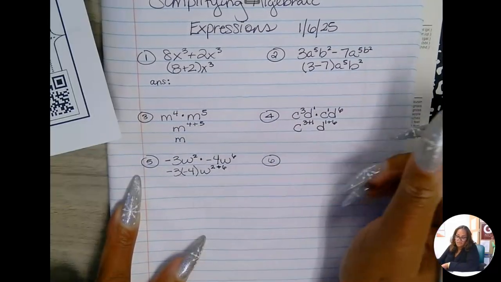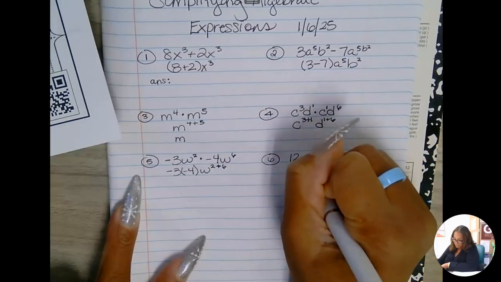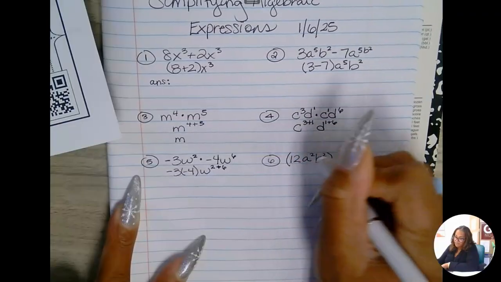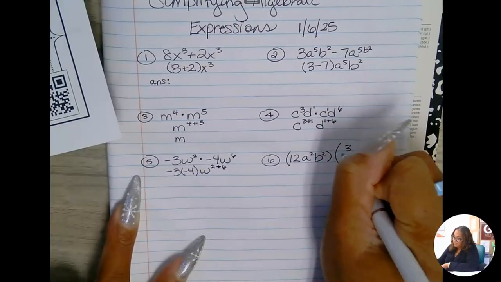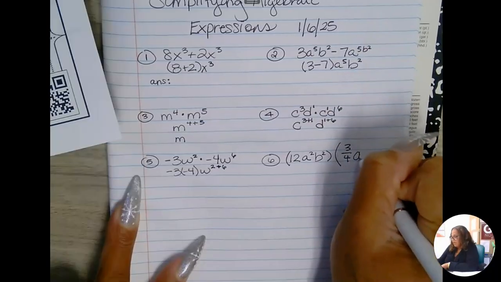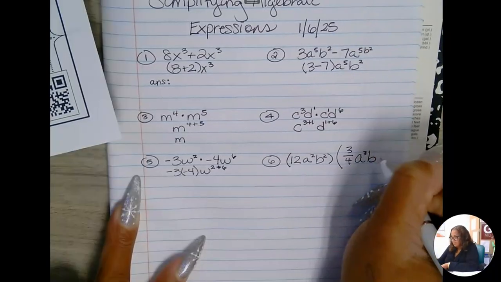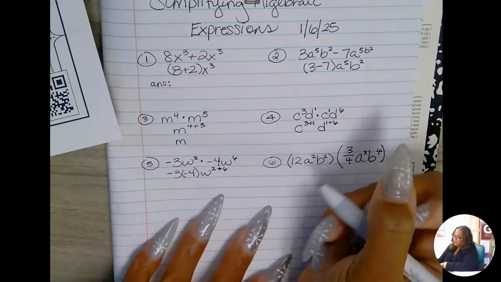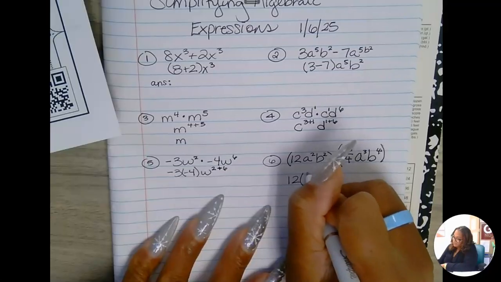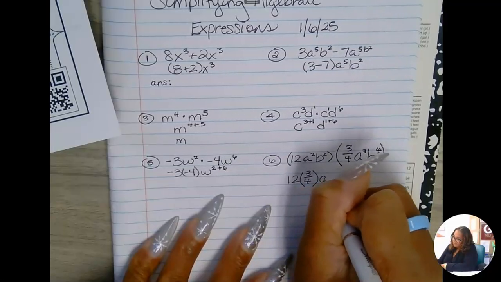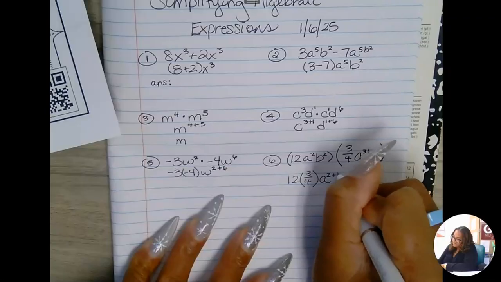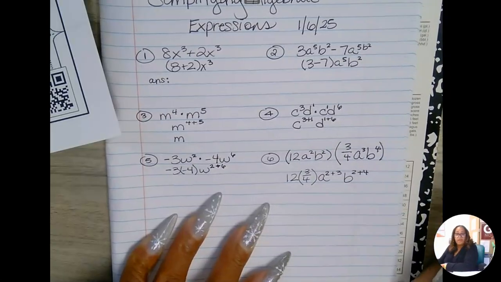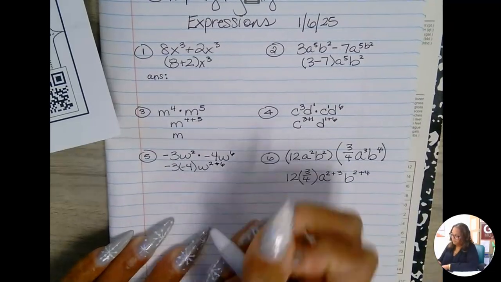Number 6, we've got 12a squared b squared times 3/4 a cubed b to the fourth power. So we're going to do 12 times 3/4, and then we're going to do a to the second power plus the third power, and then b to the second power plus the fourth power. And then we will simplify from there.